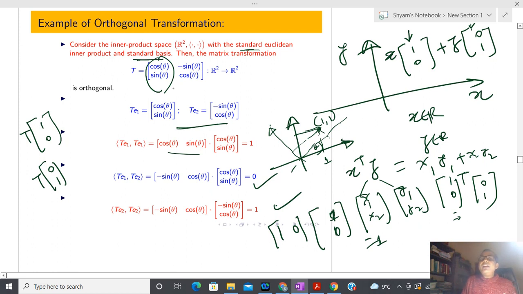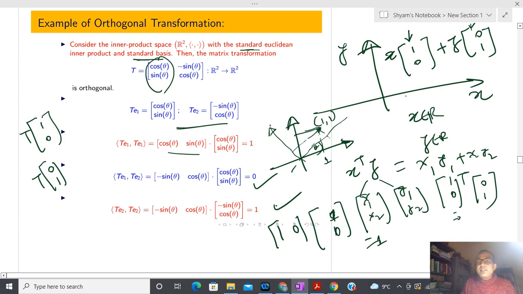So whenever you have an orthogonal transformation, if you take the inner product, meaning if you calculate the distance between two things, it remains the same in the other coordinate frame. Does anyone have confusion?